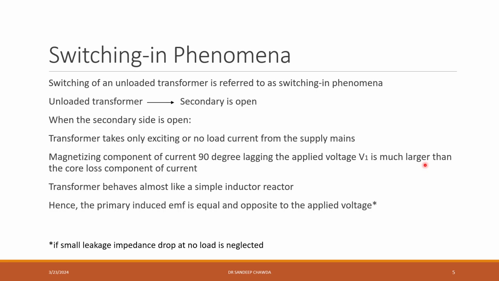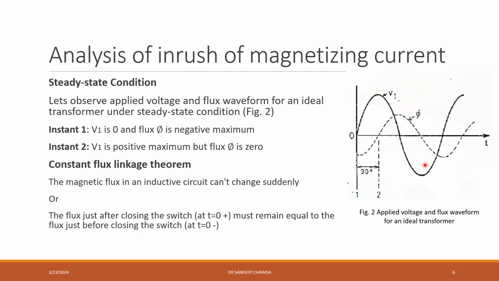An unloaded transformer, when its secondary is open, or we can say there is no load at that time, is going to behave like an inductor, and inductor has a property that its current cannot suddenly change, or we can say the flux is not going to change suddenly. So this defines basically the constant flux linkage theorem. According to that, if the flux before closing the switch is some value, it has to remain that value after closing of the switch. So the value of the flux is not going to change at t equal to 0 plus and t equal to 0 minus.